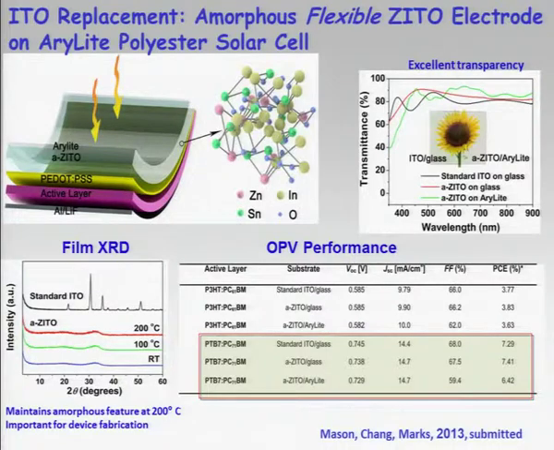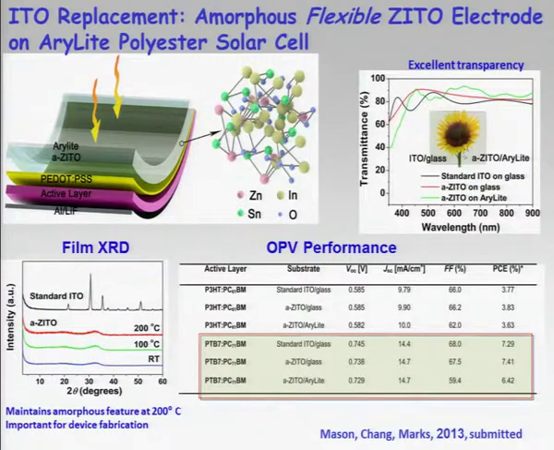So if you really can make amorphous oxides and tune their properties, and they don't have grain boundaries, they're flexible, you can also make a photovoltaic. So this is an inverted geometry photovoltaic cell, and we're using the PTB7, and just to show you the transparency, it's on Aerolite, which is an aryl polyester, and so it's completely amorphous, and we've doped it so it has good conductivity.